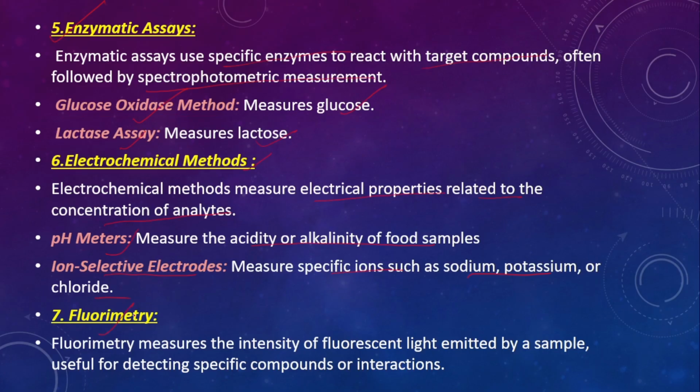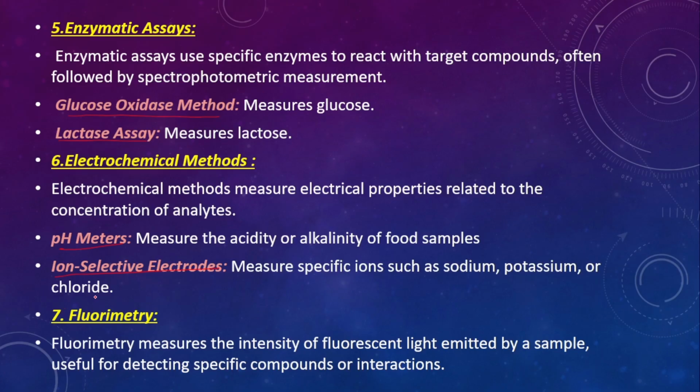Next is fluorometry, which measures the intensity of the fluorescent light emitted by a sample, used for detecting specific compounds or interactions. Fluorometry in the food industry is used to detect and quantify compounds that fluoresce, such as vitamins, proteins and contaminants. By exciting these compounds with light and measuring the emitted fluorescence, highly sensitive analysis can be performed even at low concentration.